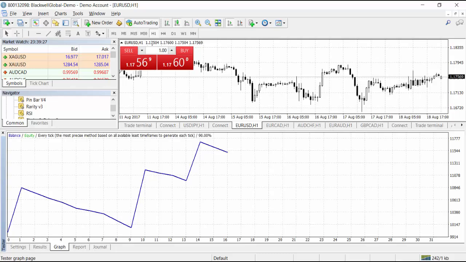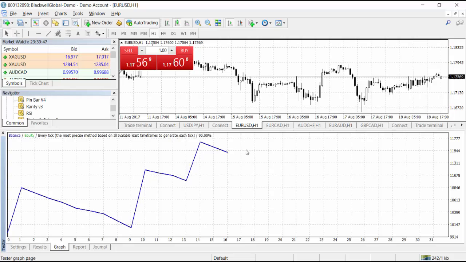And here we are. What you can see is maybe a little bit more than you would usually use in your MetaTrader. I'm not sure how familiar you are with MetaTrader 4. Again, if you have any questions, talk to the people at Blackwell. They're very knowledgeable when it comes to MetaTrader.